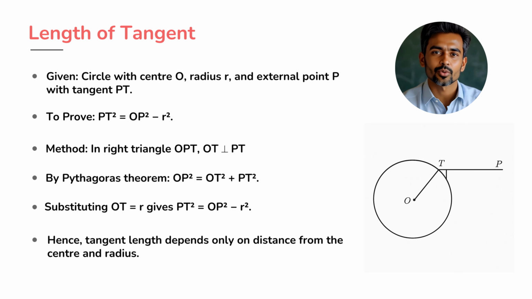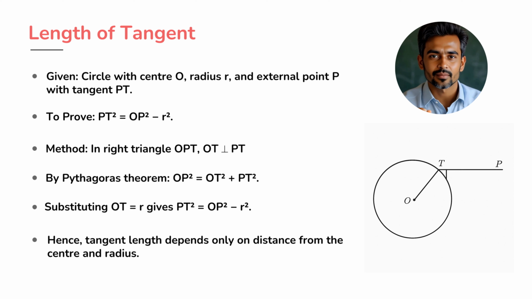Now let's prove a beautiful geometric relation: the length of a tangent from an external point to a circle. Given a circle with center O and radius R, and an external point P outside the circle. A tangent from P touches the circle at T. We have to prove that PT squared equals OP squared minus R squared.